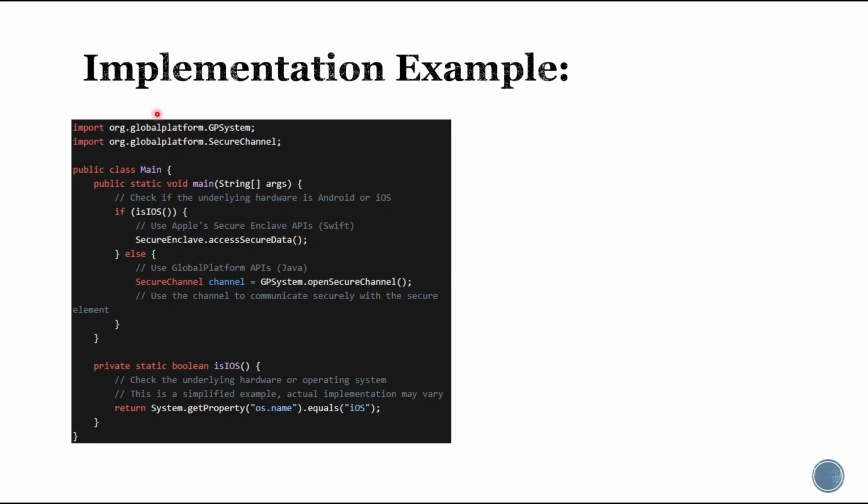This is a very tiny implementation example of how these trusted execution environment APIs can be integrated inside our projects. We can implement this by importing a global platform API, and in this code, a very basic thing that we are performing is checking if the underlying software is iOS. The is iOS function gets the OS name and checks if the OS is iOS.